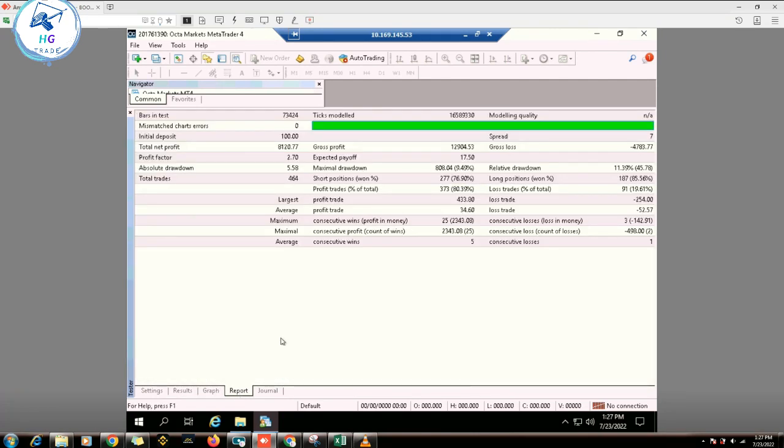Profit $8,120, while the default preset only earns $191. With a 9.49% greater drawdown than the default preset. 80% profit trades. This is more dangerous but more profitable.